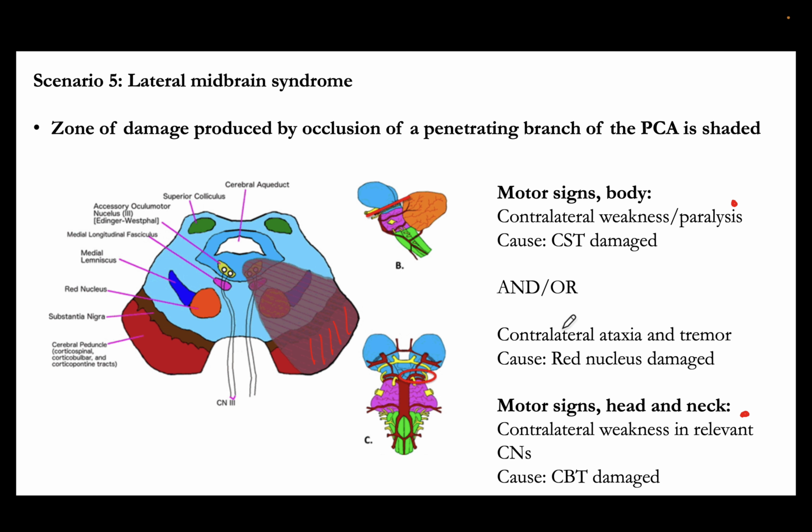You'll also have, if it's at this level, contralateral ataxia and tremor, and that's due to another nucleus, the red nucleus. So this is not a cranial nerve nucleus, this is the red nucleus, and you'll recall that the red nucleus gives rise to the rubrospinal tract, which innervates proximal musculature, crucial for posture and balance. And that's what's giving rise to the contralateral ataxia in this case.